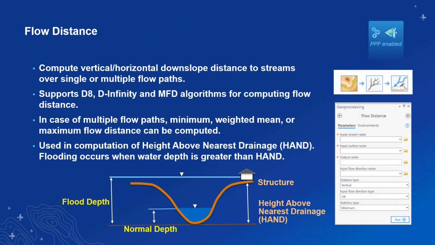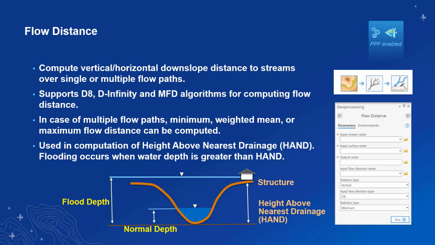And the last function I would like to highlight is the flow distance function that was introduced in Pro 2.1. The tool computes vertical or horizontal distance from cells to the nearest stream following single or multiple flow paths. The tool supports all 3 different flow methods. The vertical flow distance is also referred to as HAND, or height above nearest drainage.